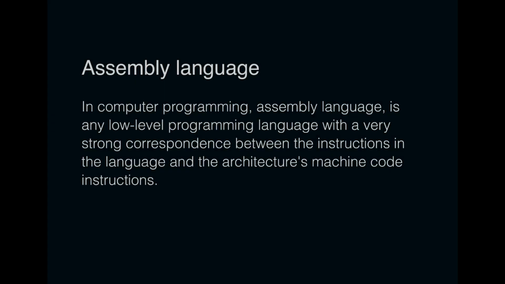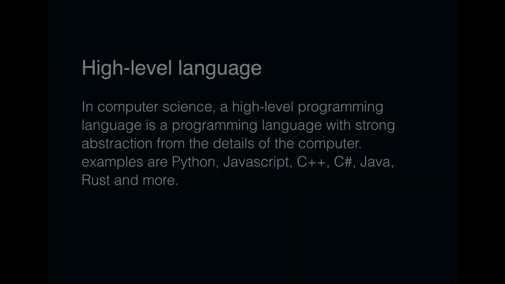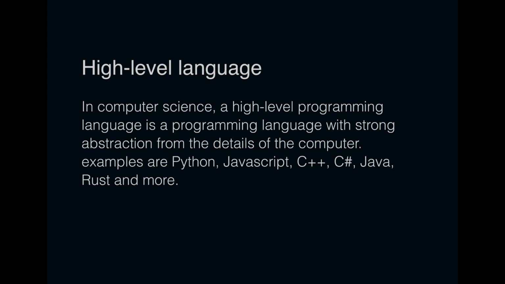In computer programming, assembly language is any low-level programming language with a very strong correspondence between the instructions in the language and the architectural machine code instructions. In computer science, a high-level programming language is a programming language with strong abstraction from the details of the computer. Examples are Python, JavaScript, C#, C++.